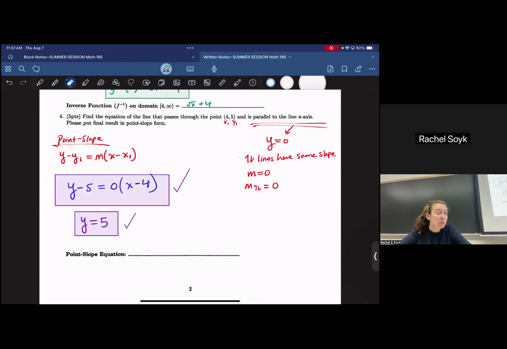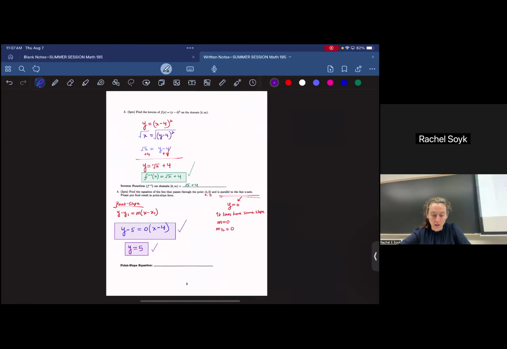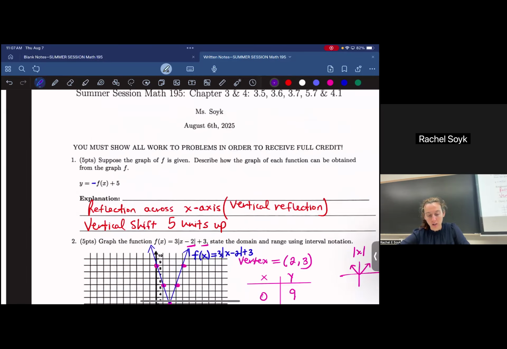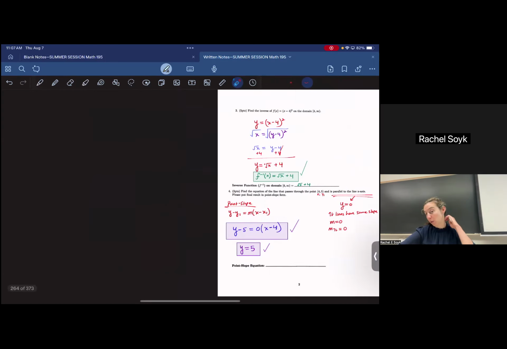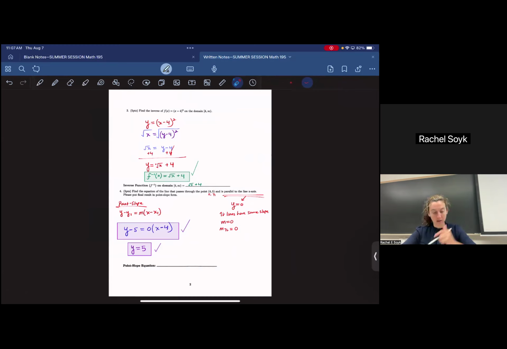Okay. You do need to show your work for problems. Some people just wrote y is equal to 5 and that's it. If you did, I took points off. If you don't show any work at all, especially when you're asked to in the instructions, then I won't give you any credit for problems. Okay.